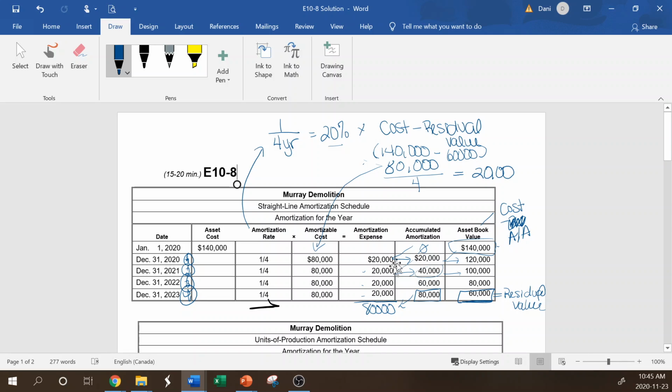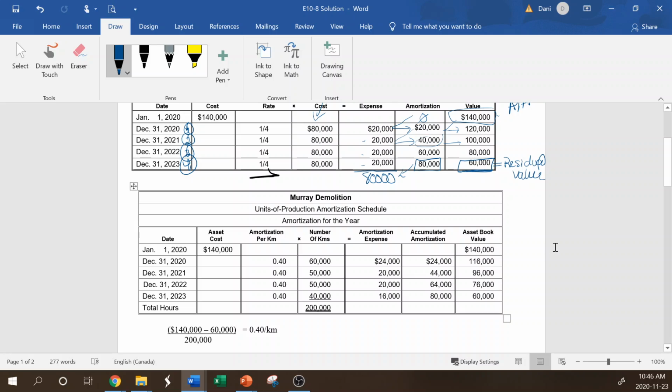Then we see next the units of production. For this method, the first thing we needed to do was calculate this fixed per unit cost, because we're going to multiply this by the number of kilometers driven by that truck each year. So we take the cost minus the residual and divide it by the estimated useful life, but now in units of production, and in that case it was 200,000. So our $80,000 amortizable cost divided by 200,000 kilometers, we get 40 cents per kilometer.